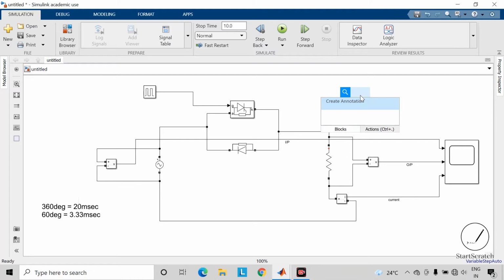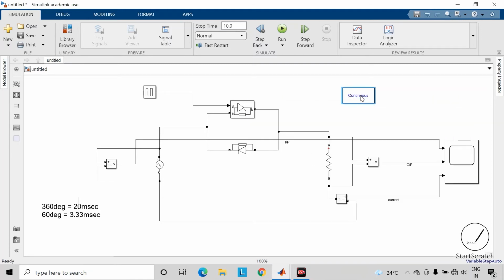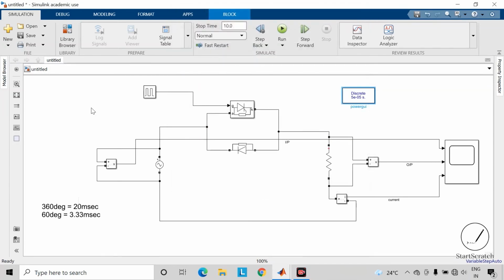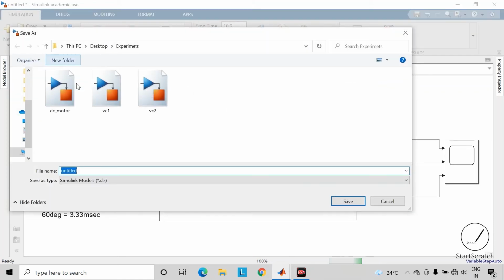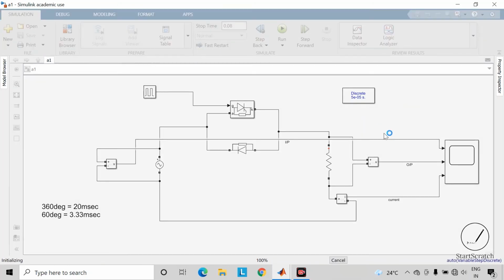Take a powergui block. So this block is required for the simulation of these components. Let us change the simulation type to discrete. Save the simulation. Let us take this stop time as 0.08 seconds. So we will get the waveforms corresponding to 4 cycles. Now save the changes and run the simulation.